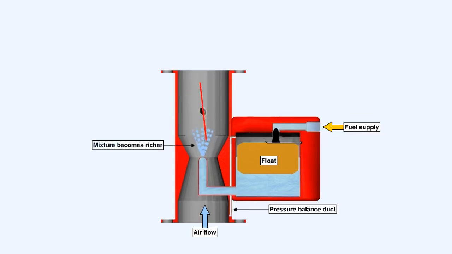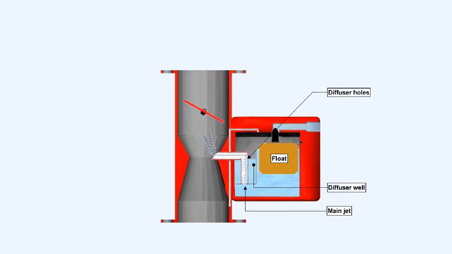As engine speed and thus the airflow through the venturi both increase, the proportion of fuel to air rises as a result of the different flow characteristics of the two fluids. This causes the mixture to become richer. To overcome this effect, some carburetors are fitted with a diffuser well, such as is illustrated here. The fuel discharge tube from the main jet passes through the diffuser well.